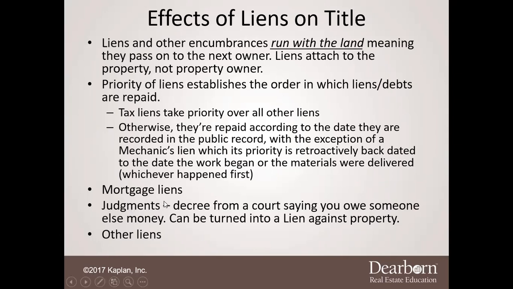And mortgage liens, judgment liens. A judgment is a decree from a court, basically a letter saying that you owe someone else money. So a judge rendered a decision, you owe somebody else money. That's what a judgment is. And those judgments can be turned into liens against the property.